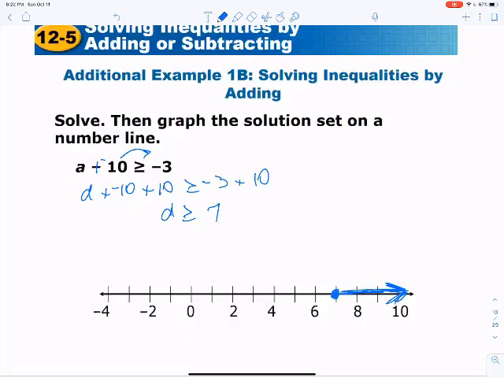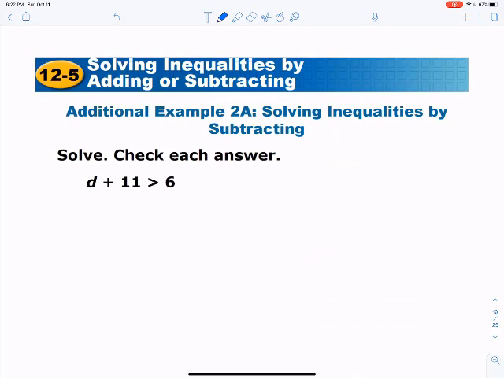So let's try another one. d plus 11 is greater than 6. Pause the video and you try this one on your own.